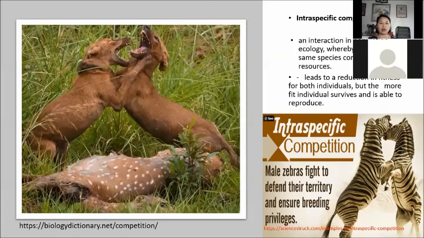So for example, in our picture on the left, the resources are limited, the food is limited. So individuals of the same species can compete with each other, leading to the reduction of fitness for both individuals, but the more fit individual survives and is able to reproduce.